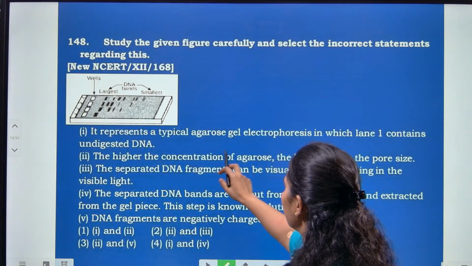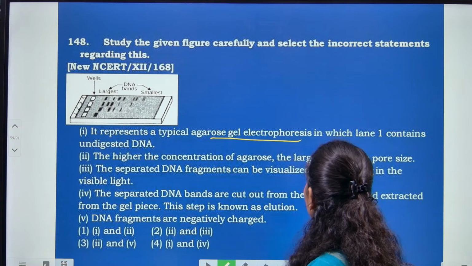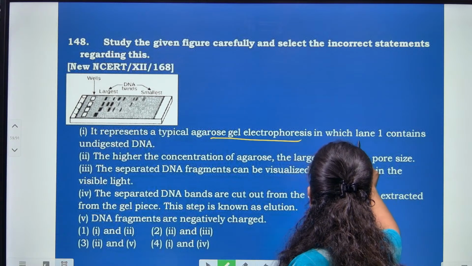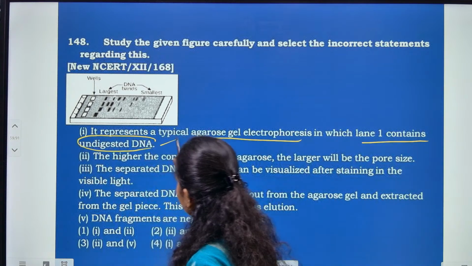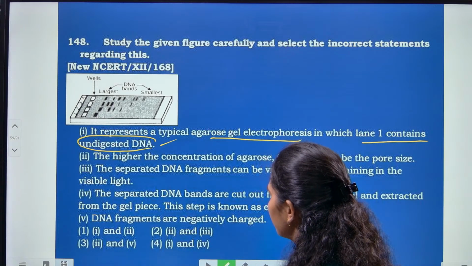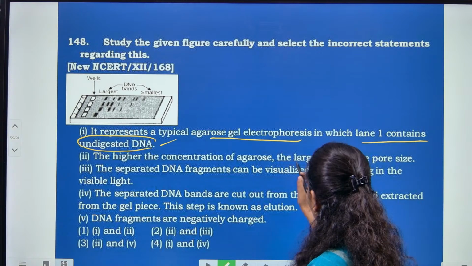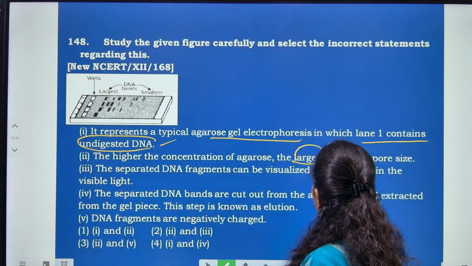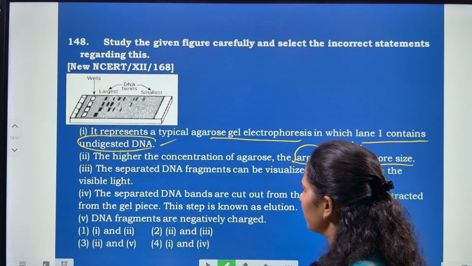It represents the typical agarose gel electrophoresis in which lane 1 contains the undigested DNA. Yes, it is right here. So lane 1 contains the undigested DNA. The higher the concentration of agarose, the larger will be the pore. No, it is going to be smaller. Okay, small pores. Pore size will be small.